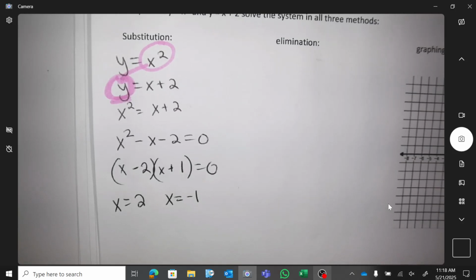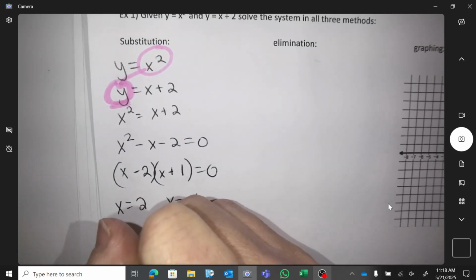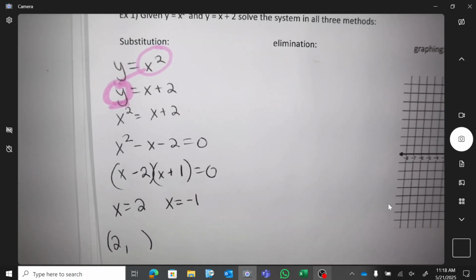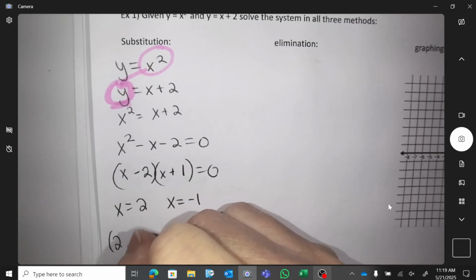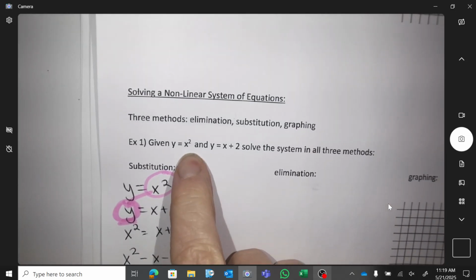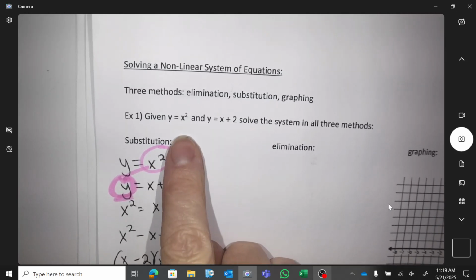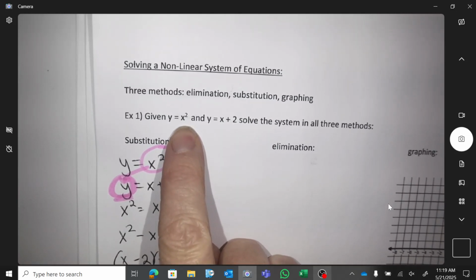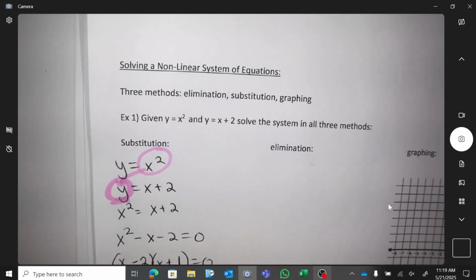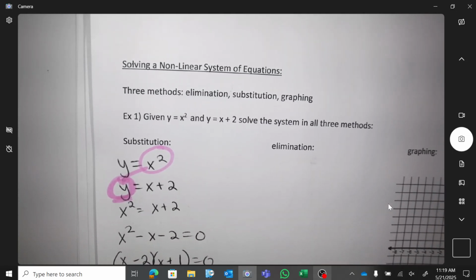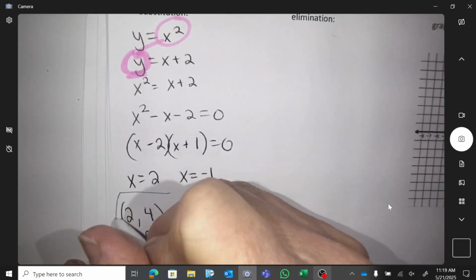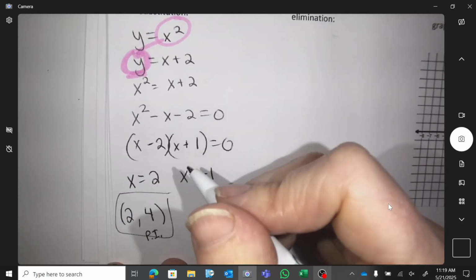But you're not done. So what I'm going to do now is, if x was 2, what do you do when you know a variable? What did we say yesterday? As soon as you know one of the variables, you do a plug in. So go up to the top. Does it matter where you plug it in? No. Either one of these works. If x was 2, y would be, well, 2 squared. So y would be 4. So that's one of my answers. And I'm going to have another answer.